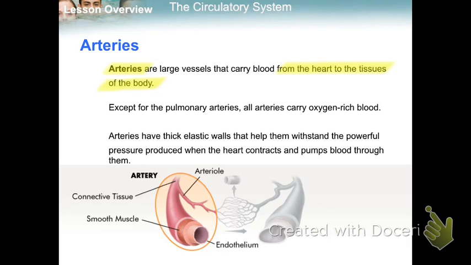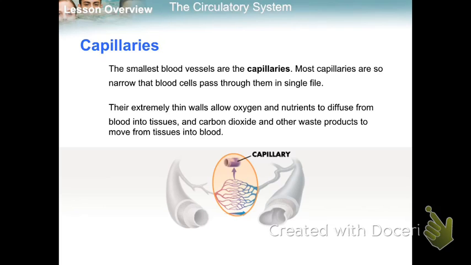Except for the arteries that carry the blood to the lungs, which we call the pulmonary arteries, all arteries carry oxygen-rich blood. They have really thick elastic walls that help them withstand blood pressure, which is the pressure produced when the heart contracts and pumps blood through them. They have to be stronger because they're the first blood vessels to receive blood, and so they have the most pressure on them.